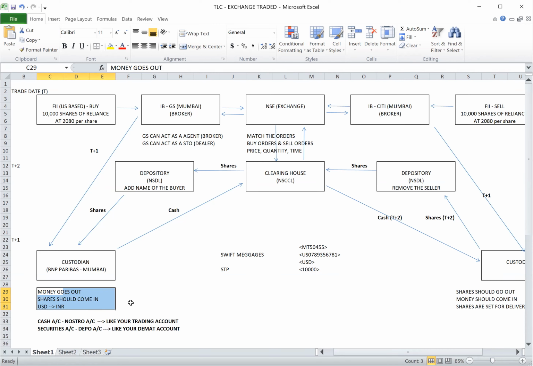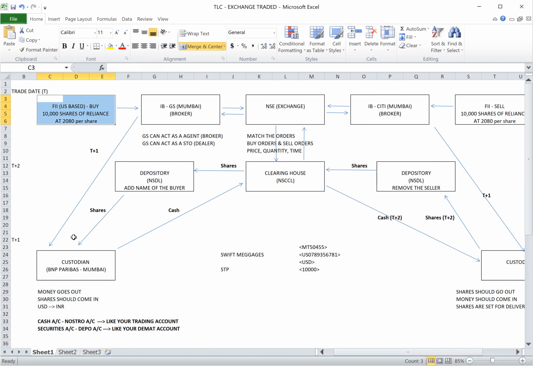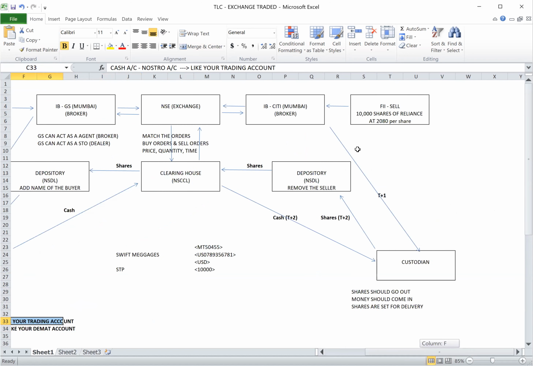Are we clear with this so far, guys? Is everyone clear with this box? Yes. Yes, sir. So the broker would inform the custodian of Vanguard that your client has ordered to buy 10,000 shares of Reliance. So in your securities account, 10,000 shares should come in, and from your cash account, money should go out. Similarly, on the sell side, the same thing will happen. The broker or the client would inform their custodian that we have sold 10,000 shares of Reliance. So shares should go out and money should come in.